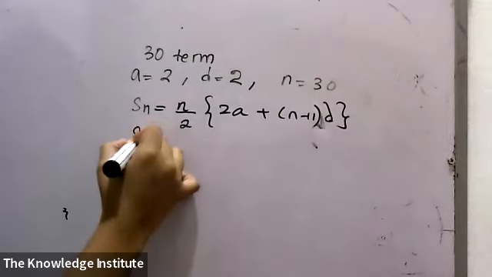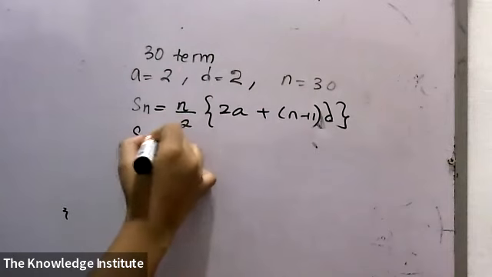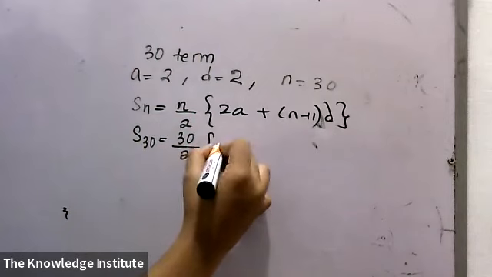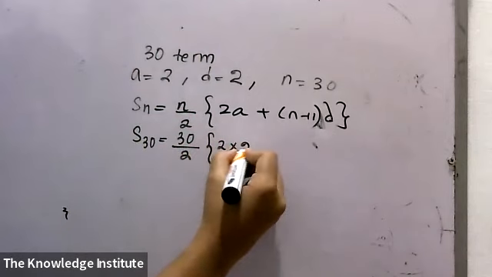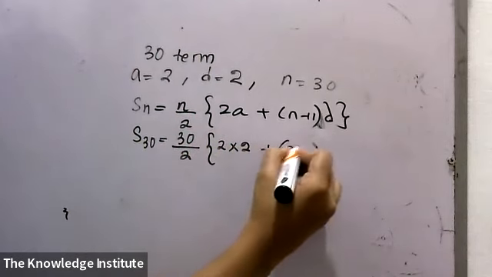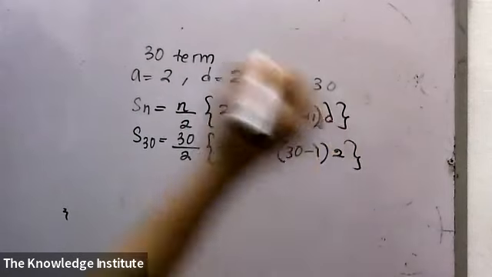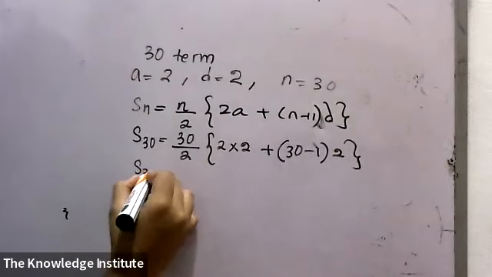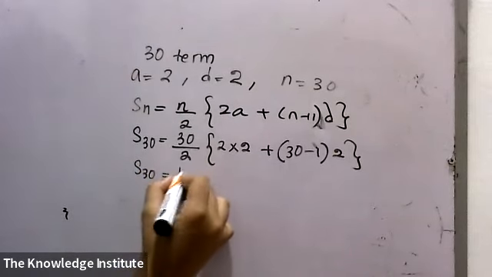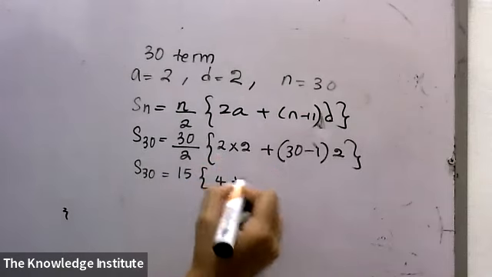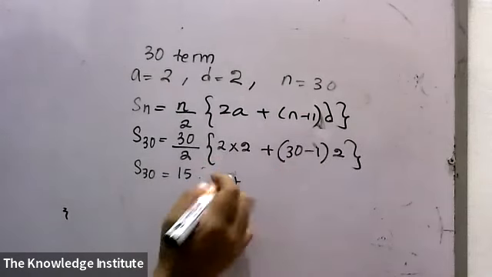Now tell me, Sn is 30 divided by 2. What is the a value? 2. What is the n value? 30. Minus 1. D value is 2. Close the bracket. You have to remove the bracket. 30 divided by 2 is 15. 2 twos are 4. Plus 30 minus 1 is?